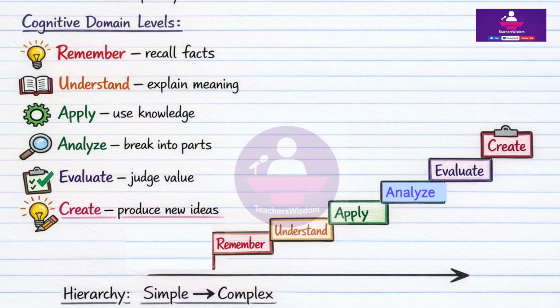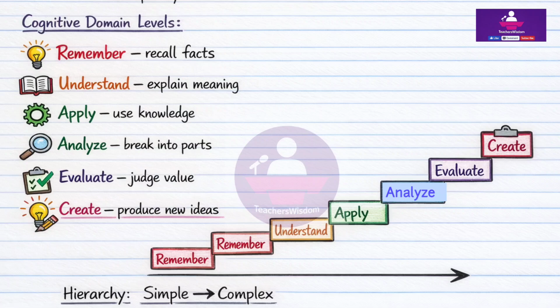Second is understand, comprehension. It means ability to explain ideas in own words. Key verbs are like explain, describe, summarize, interpret. Third is apply, application. It means using knowledge in a real life situation. Key verbs are like apply, use, demonstrate, solve, etc.